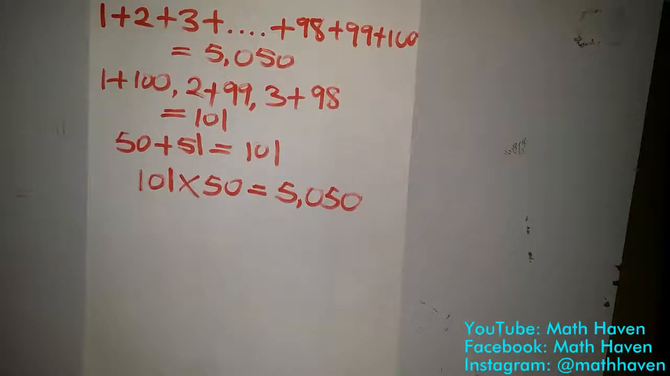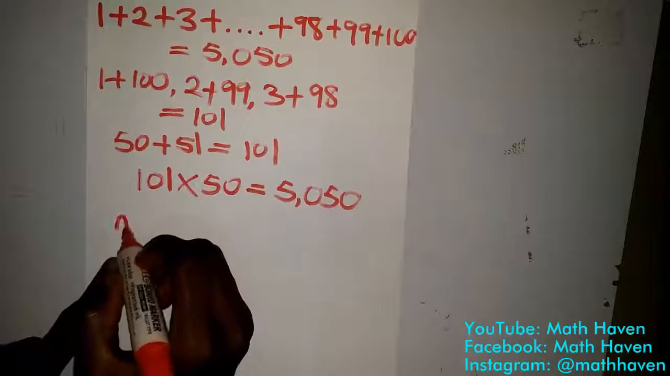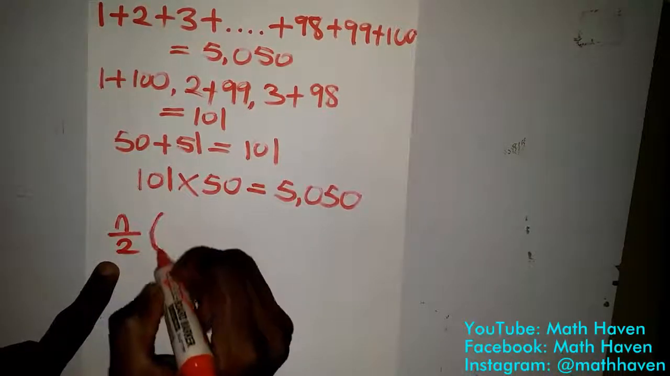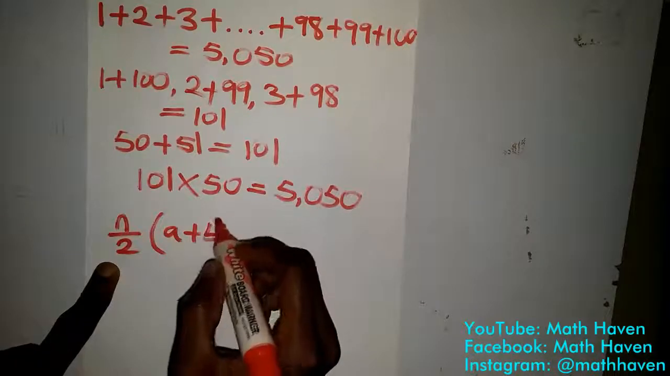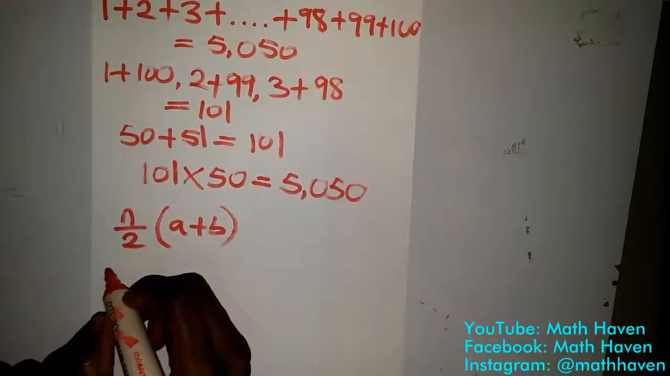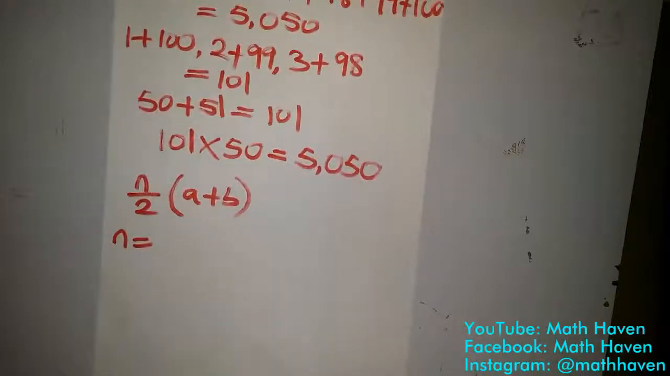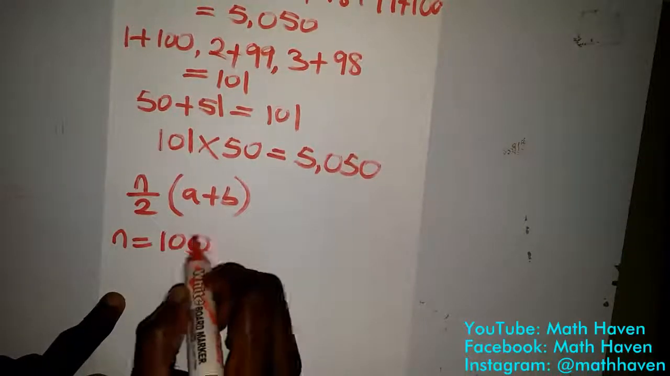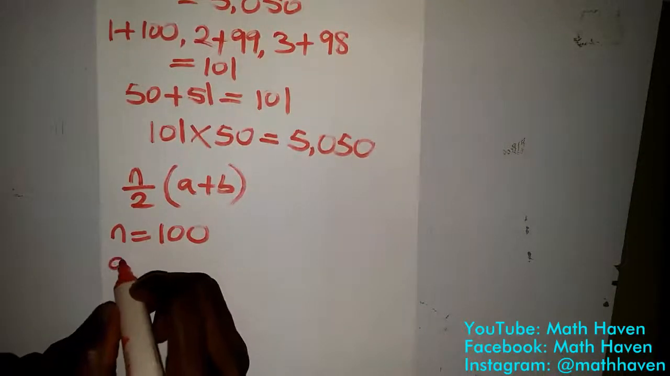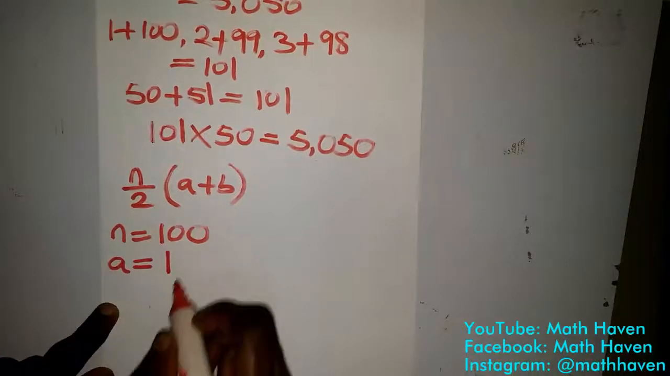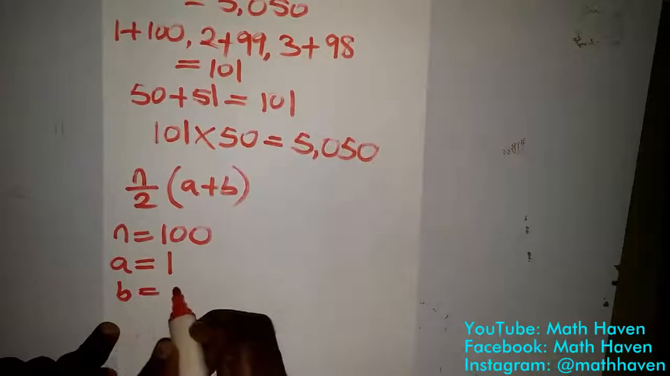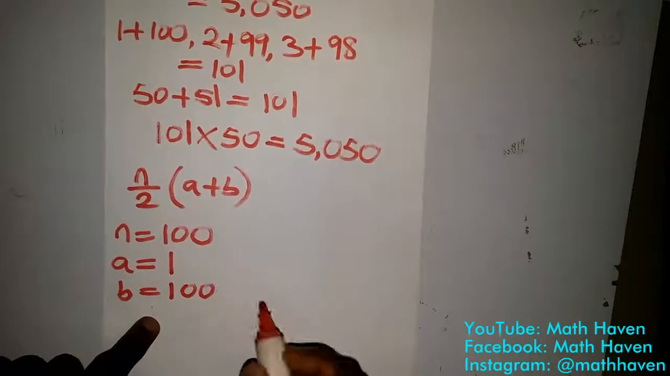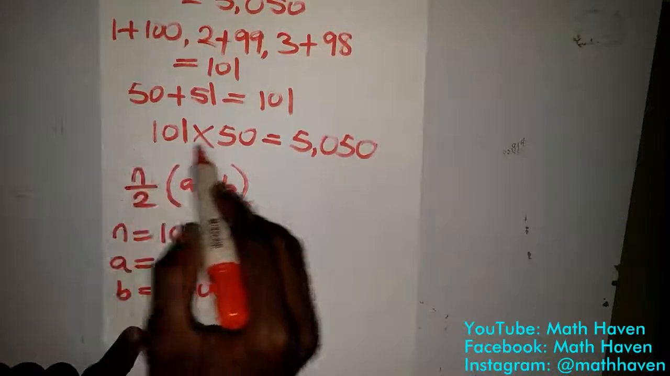Right. Well, you may actually still see that as a long method. There's a better way to do it. It involves a simple formula, n over 2 multiplied by a plus b, where our n is the number of terms we are adding, and in this case we have 100. Our a is the first term, we have 1, then b is the last term, which is 100. So we use this formula.